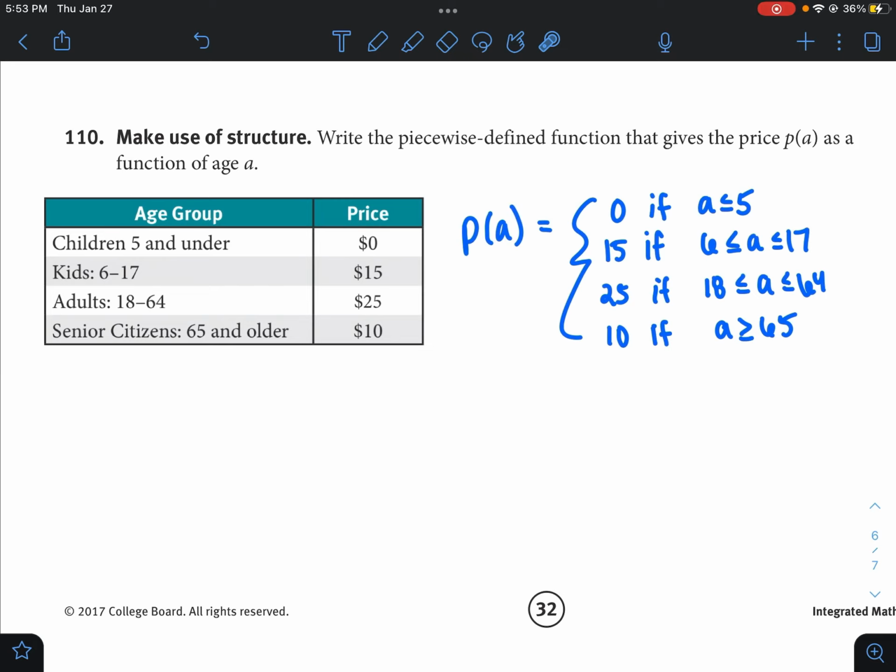Then if you're an adult, 18 to 64, it's going to cost you $25. So the price will be $25 if you are 18 to 64 and including both of them. All right. And then finally, if you're 65 and older, it's going to cost you $10. So the price will be $10 if your age is 65 or older or greater than or equal to 65.